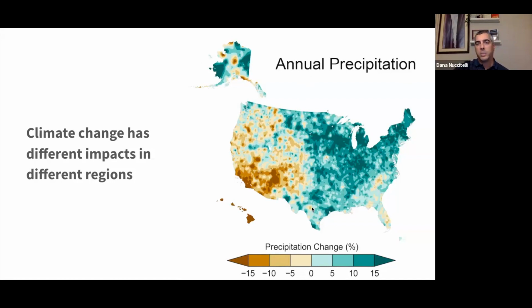So you can basically split the country in half, and most of the eastern half of the country has gotten wetter. Most of the western half of the country, especially the southwest, has gotten drier. And so that has different impacts in terms of drought and wildfires and heat and stuff like that.